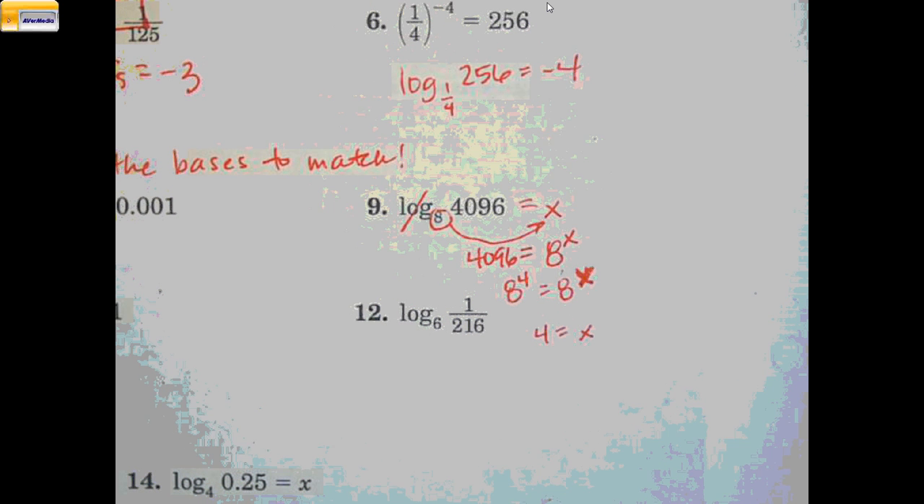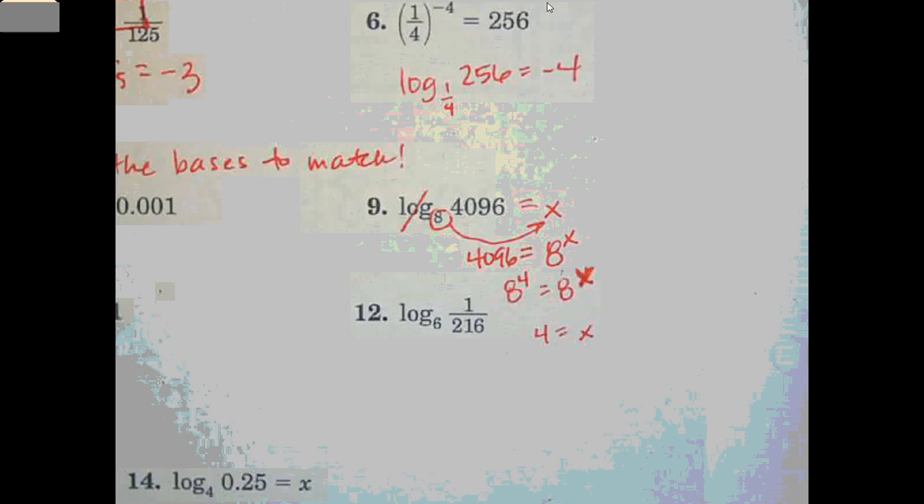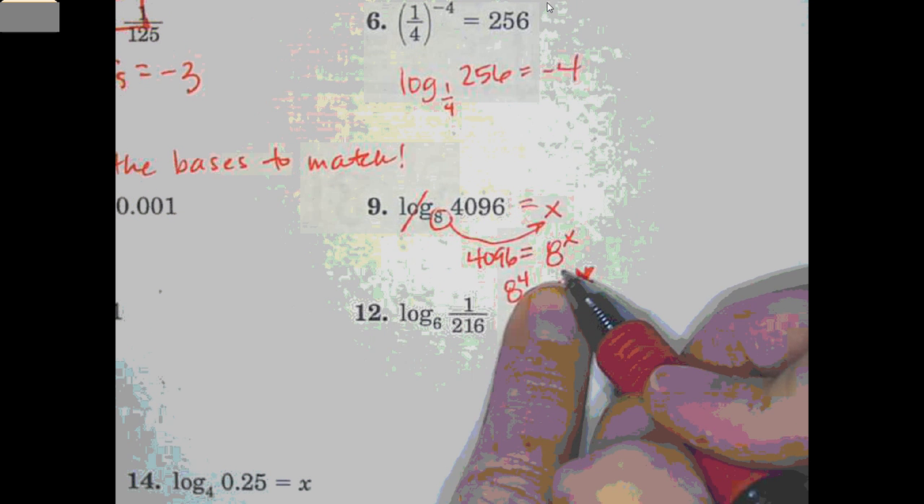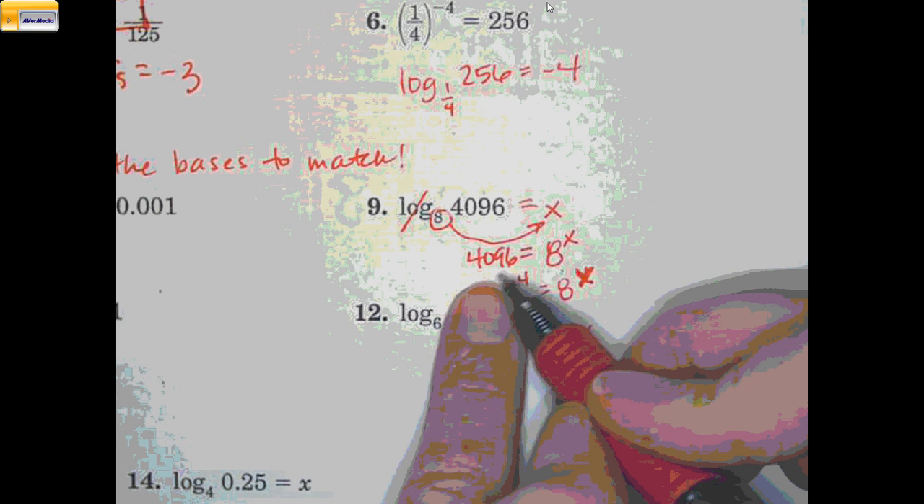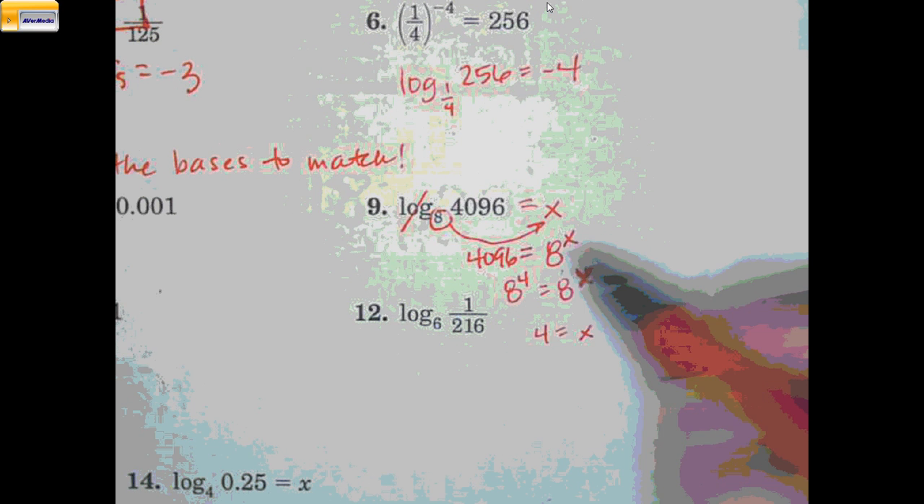Yes, you're still using your knowledge of 8 to the 4th, but on number 10, it's not going to work. What they wanted you to do on this one, Tiffany, is change 8 to 2 to the third power, and then 4096 to 2 to the whatever that is. 12, thank you. All right, let's look at number 10.